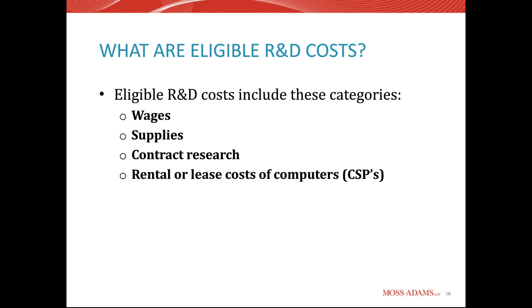Number 3, amounts paid to subcontractors. And here we're talking about subcontractors who are performing research in the United States. And number 4, amounts that you pay to cloud service providers, like let's take an AWS for example. Those costs could be eligible if they're directly related to your R&D efforts.